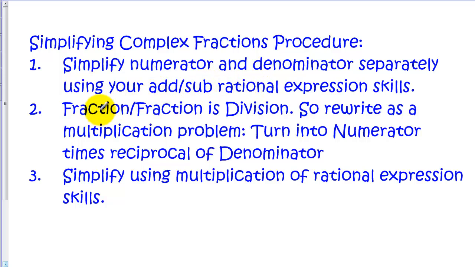Now these complex fractions are essentially a fraction over a fraction, but that is just division. And in our tutorial on dividing rational expressions, the way we did division of rational expressions was to rewrite them as a multiplication problem. We turned the division into multiplication by taking the numerator and multiplying it by the reciprocal of the denominator. So we'll be doing that here. And then we'll just use multiplication procedures that we had to simplify and get our final answer. So let's look at some examples here.